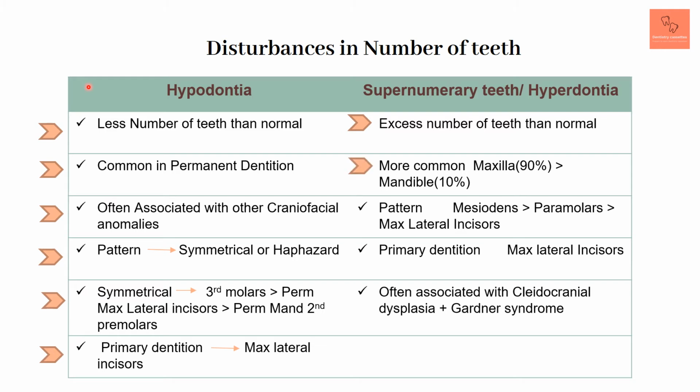About 90% of the cases are found in maxilla, and only 10% of the cases in the mandible. The pattern here is that mesiodens occur more commonly than the paramolars, followed by the maxillary lateral incisors. Mesiodens is a term used for an extra tooth present between the maxillary central incisors. Paramolars, also known as the fourth molar, is an extra tooth in the molar region. Again, in case of primary dentition, maxillary lateral incisors are most commonly affected. Hyperdontia is often associated with cleidocranial dysplasia and Gardner syndrome.